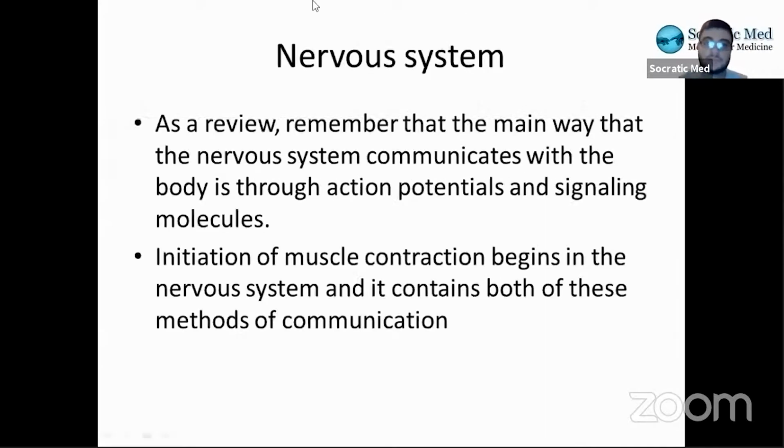Well, especially for skeletal muscle, but actually also for smooth muscle as well, it's just slightly different because it's involuntary. But for skeletal muscle, it comes from the nervous system. The main way that the nervous system communicates with the body is through action potentials and signaling molecules, which you may remember from our lecture on the nervous system, which we did a couple weeks ago. Initiation of the muscle contraction begins in the nervous system, and it contains both of these methods of communication, both action potentials and signaling molecules.